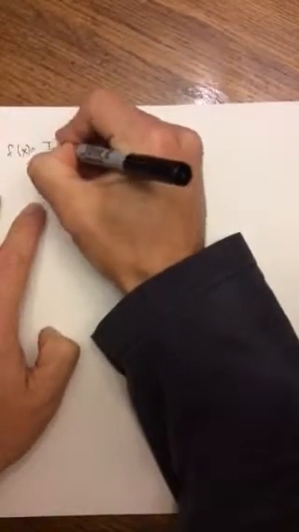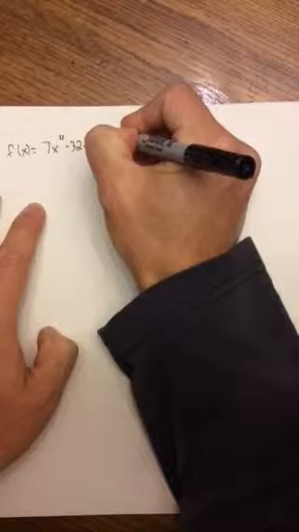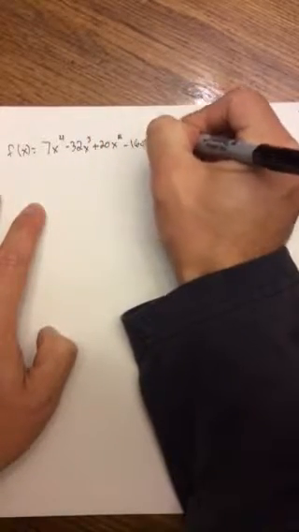Let's try another problem similar to this. Okay? The next one we're going to go after is going to be f of x equals 7x to the 4th minus 32x cubed plus 20x squared minus 160x minus 75.